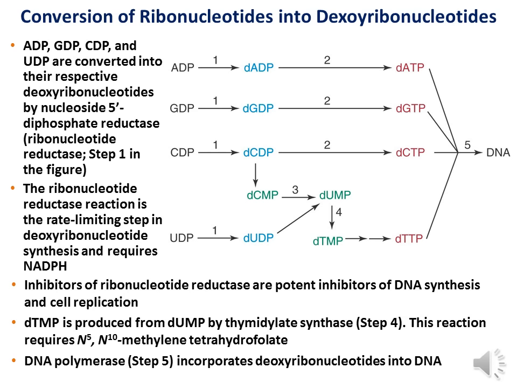dTMP is produced from dUMP by thymidylate synthase. This reaction requires N5,N10-methylene tetrahydrofolate. In step 5, DNA polymerase incorporates the synthesized deoxyribonucleotides into DNA.